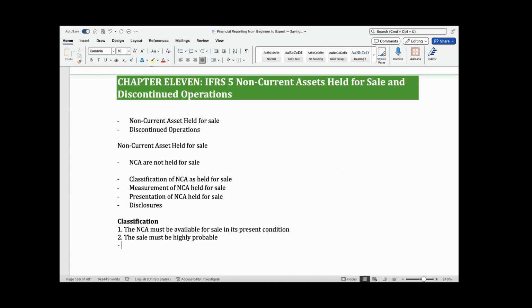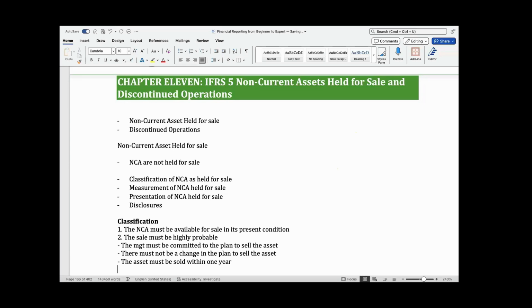Number one is that the management of the company must be committed to the plan to sell the asset. It must be committed to the plan to sell the asset. Number two is that there must not be a change in the plan to sell the asset. Number three is that the asset must be sold within 1 year.